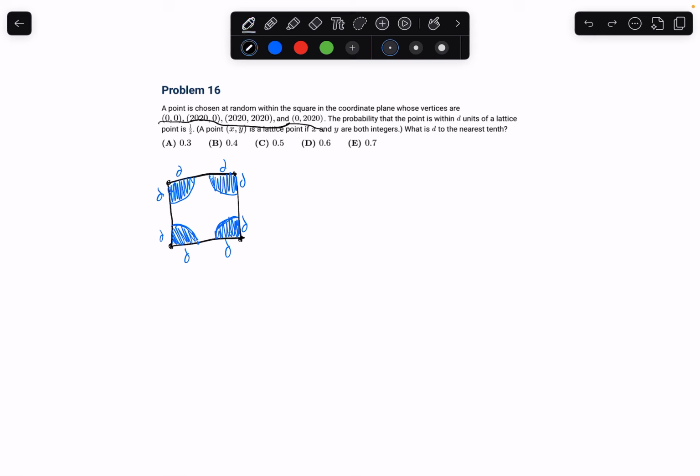So we just have to use the formula for the area of a circle, which is pi r squared. And since our radius is d, it's pi d squared. And we want this to be equal to 1/2. So d squared is 1 over 2 pi. So d is equal to 1 over the square root of 2 pi.